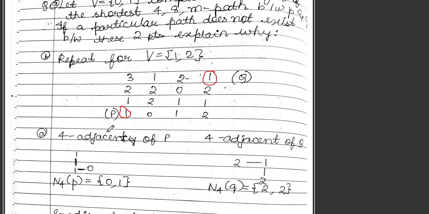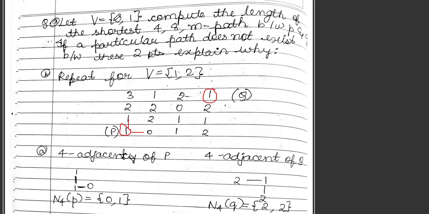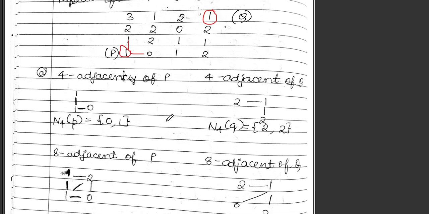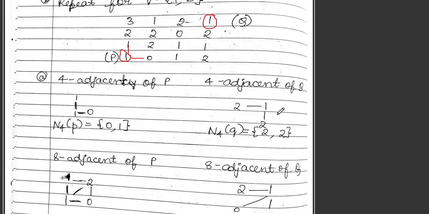So first, let's consider the 4 adjacency of P. The 4 adjacent points of P would be 1 and 0. You also have to keep in mind whether the points 1 and 0 are present in the subset, that is V equal to {0, 1}. If a value is not present in the subset, we cannot consider it. Next is 4 adjacency of Q. The 4 adjacency of Q, that is the value 1, has as its points 2 and 2.